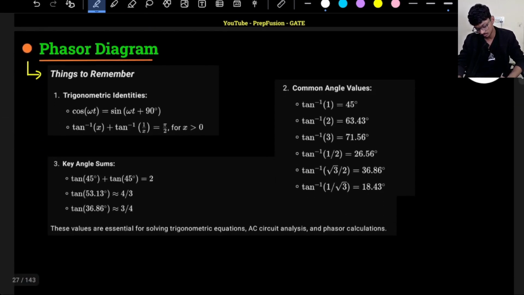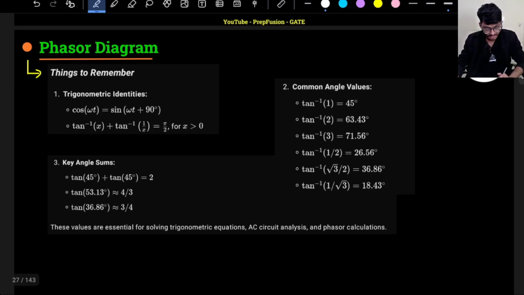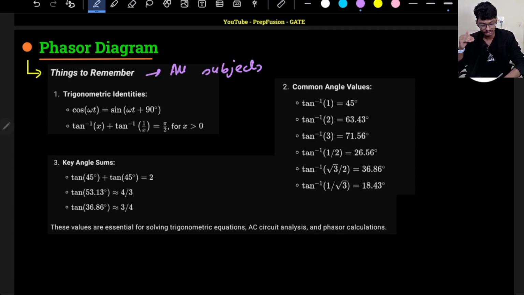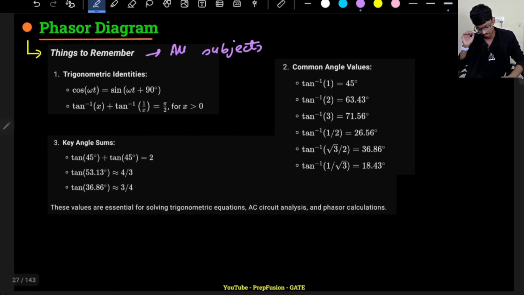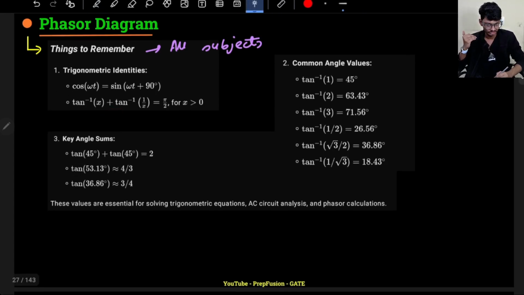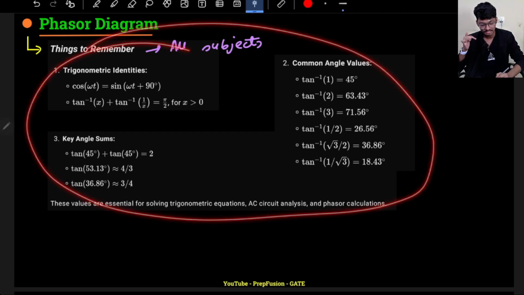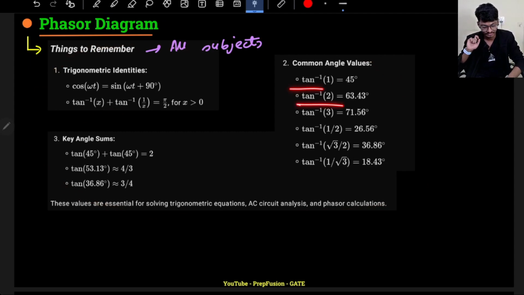Now let's see a few identities that I want you to remember, because they will be helpful everywhere, not just for network theory, but in all subjects. Trust me, when I say something, I say it after doing research. I hope you studied all these identities in school, but even if you have forgotten, I have summarized all the identities you need to remember, like tan inverse 1, tan inverse 2, and tan inverse root 3 by 2.